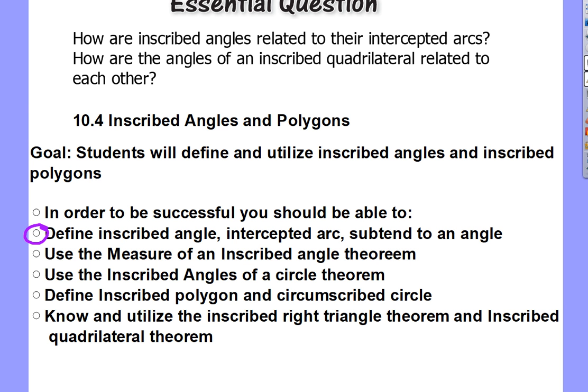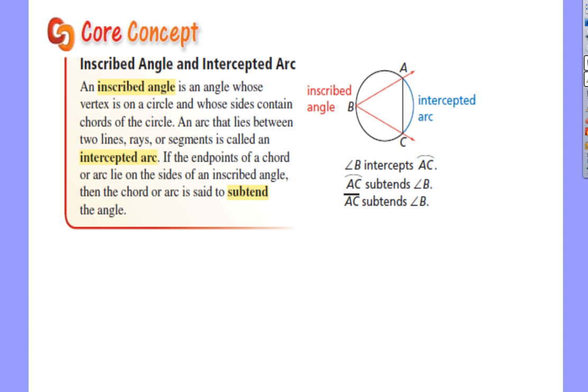You have to define what an inscribed angle is. We're going to have to define what an intercepted arc is, and then also what it means to be subtend to an angle as well. And then we're going to dive into how we can utilize that measure of an inscribed angle theorem. So let's dive right on in.